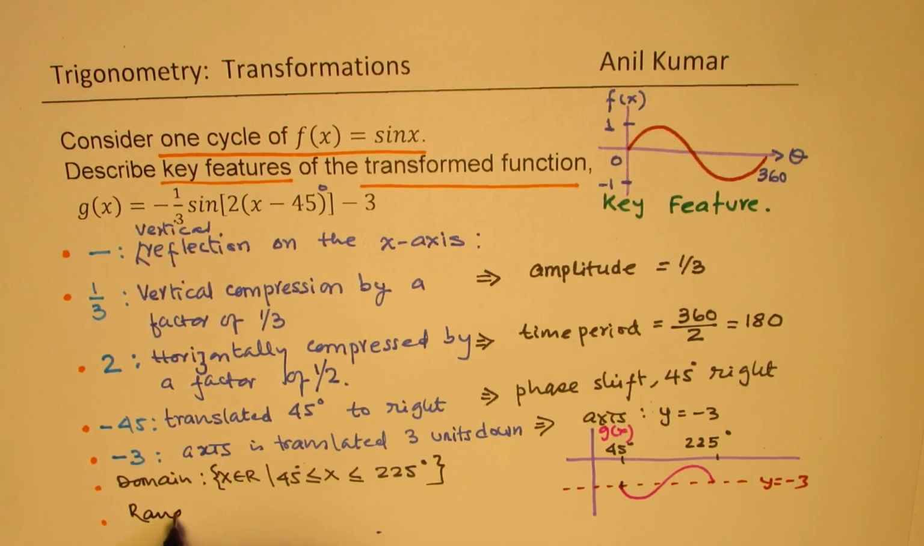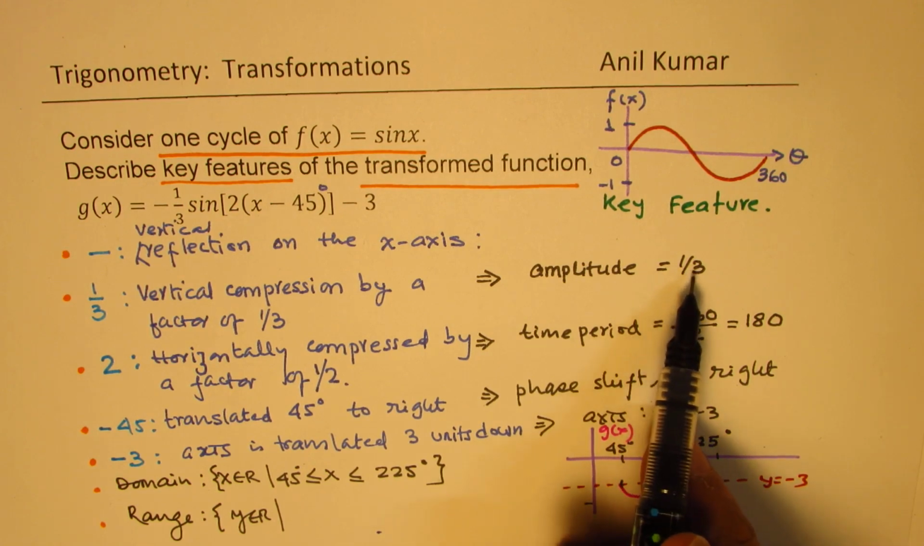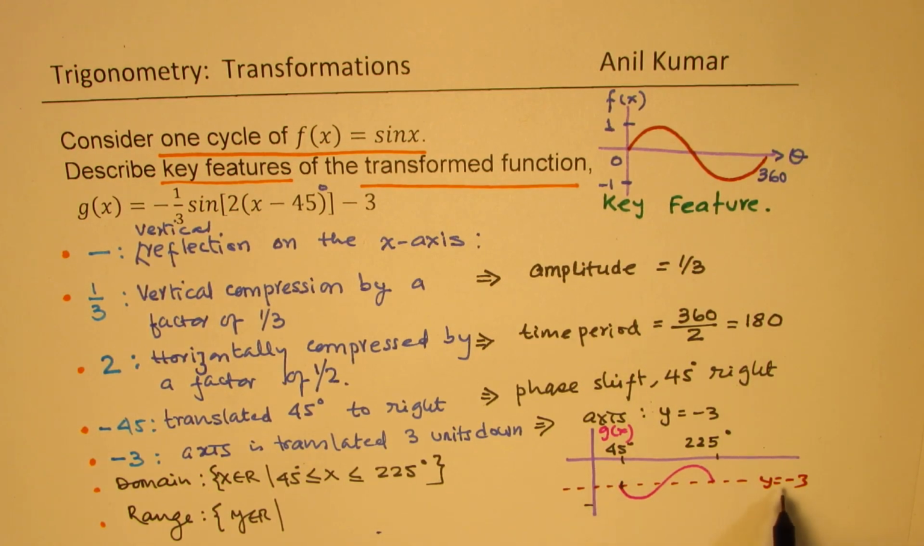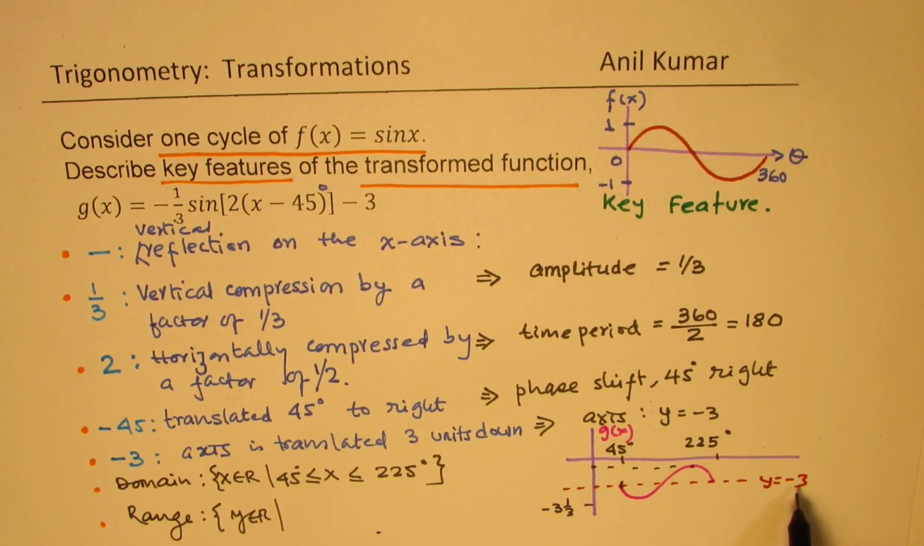And the range will be from where? So y belongs to real numbers, but here the minimum value reached will be minus 3 minus the amplitude, which is 1 over 3, right? So it is minus 3 1 over 3, correct? So this will be minus 3 1 over 3. And the maximum, which is right there, will be 1 over 3 more than minus 3, correct? So you could say this will be minus 2 over 3.